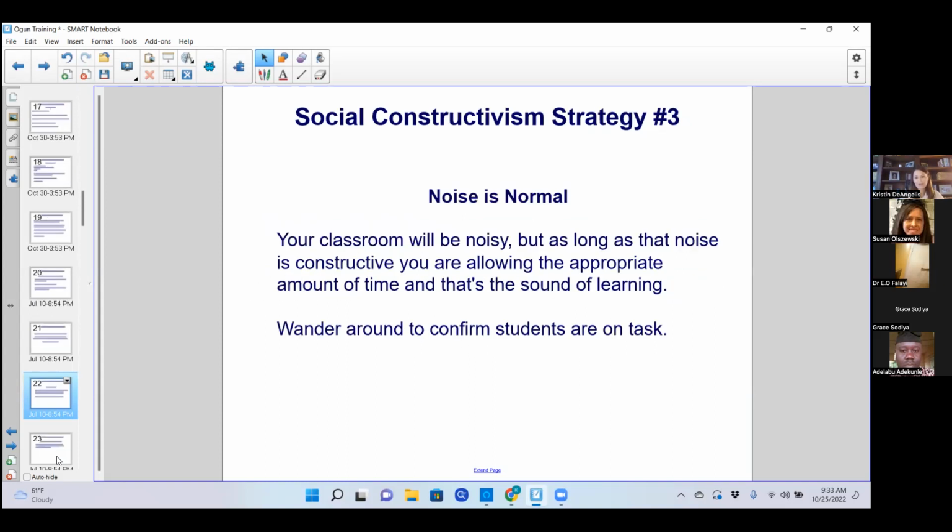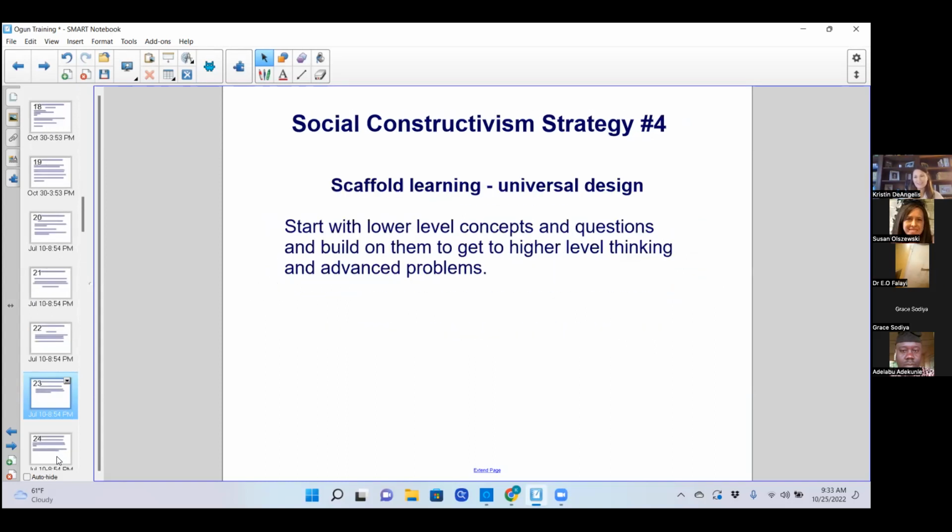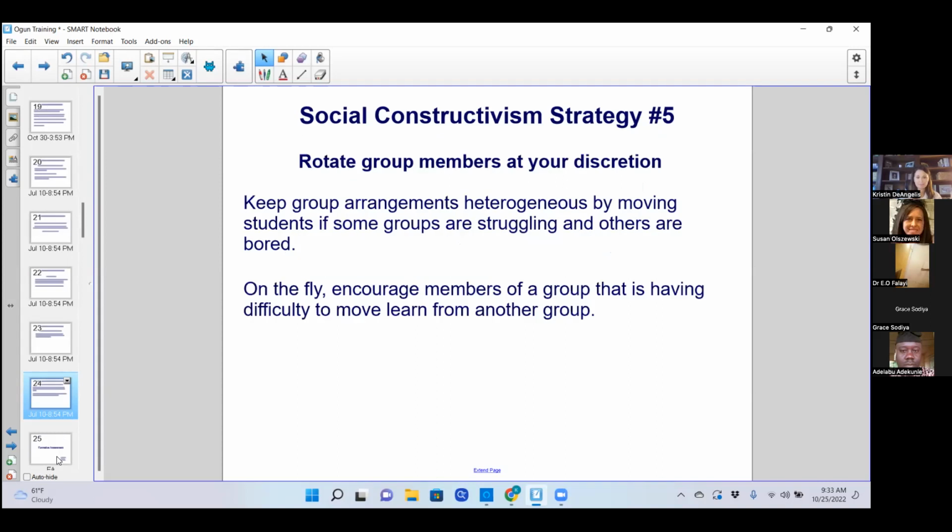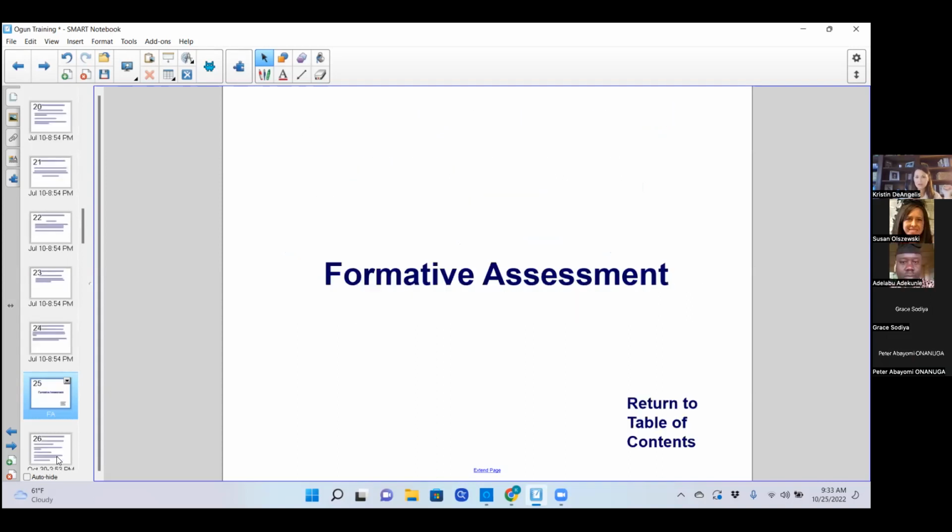We talked about that. Noise is normal. It's going to be loud, and that's okay as long as it's on task. Scaffolding: we start, and we'll look at this in one of our presentations, with our formative assessment questions. They're lower level concepts, and then we build up to the more advanced problems. Rotate, Susan talked all about that.